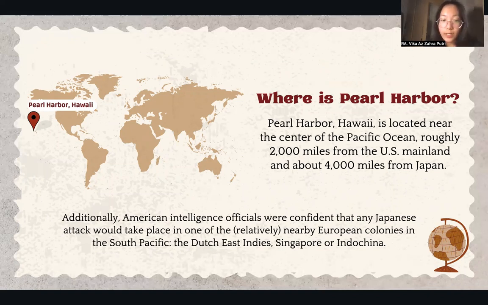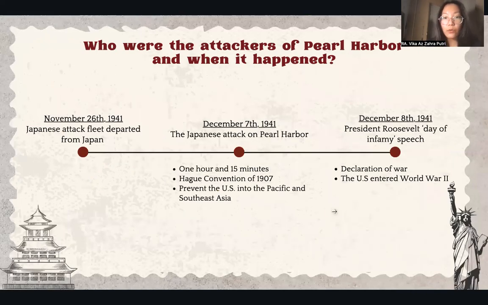And in addition, American intelligence officials were confident that any Japanese attack would take place in one of the relatively nearby European colonies in the South Pacific, such as the Dutch East Indies, now Indonesia, Singapore, or Indochina. And because American military leaders were not expecting an attack so close to their home, the naval facilities at Pearl Harbor were relatively undefended.